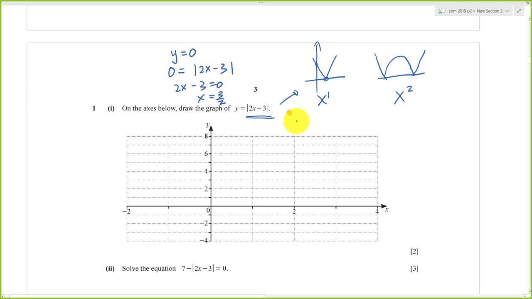So if x equals 3 over 2, I know where 3 over 2 is. 3 over 2 is 1.5, and 1.5 is here. Then I want to find the y-intercept, so I make x 0. Then I get negative 3 becoming positive 3, which is here. So then you will have a graph like that.